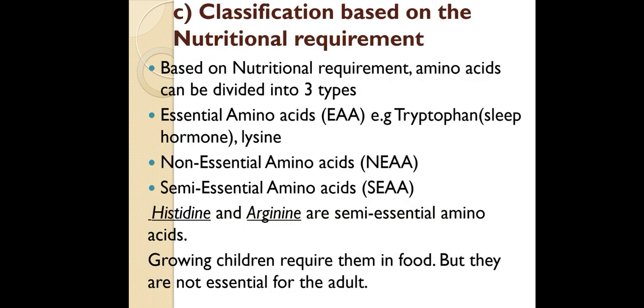Classification based on the nutritional requirement. Based on the nutritional requirement, amino acids can be divided into three types: essential amino acids, that is EAA. Tryptophan acts as a sleep hormone in human beings. Another is lysine, which is also a type of essential amino acid. Non-essential amino acids, NEAA. And the last is semi-essential amino acids. Histidine and arginine are semi-essential amino acids. Growing children require them in food. Semi-essential amino acids are also required in food for the good growth of children, but they are not essential for adults.